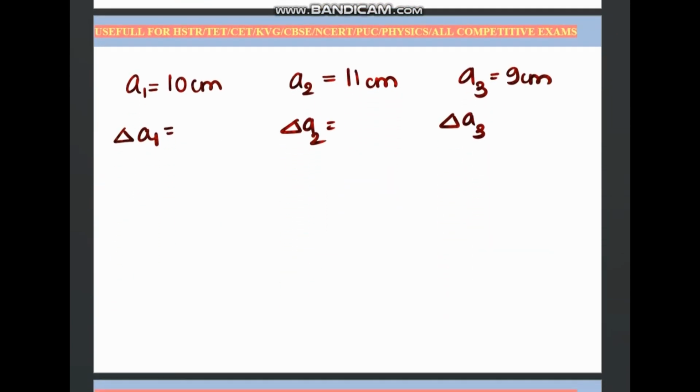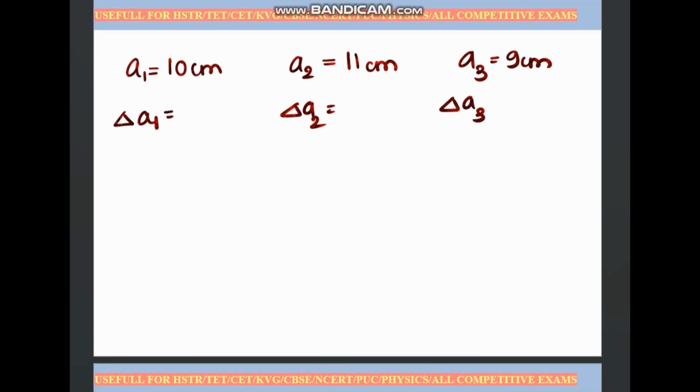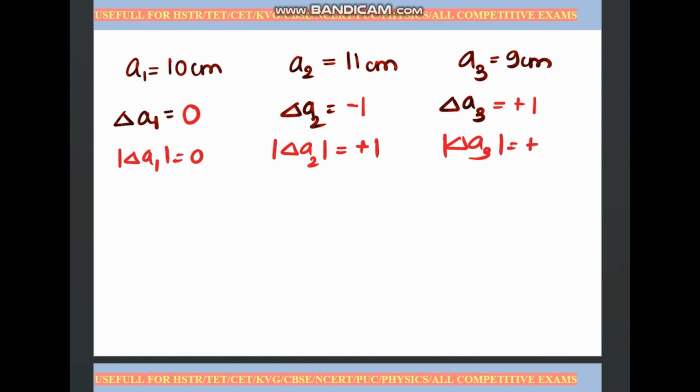Here A1, A2, A3 we have previously taken as 10, 11 and 9. There we got delta A1 as 0, delta A2 as minus 1, delta A3 as plus 1. But if you take mod of delta A1, again it is 0. Mod of delta A2, it will become plus 1. Mod of delta A3, it is again plus 1.